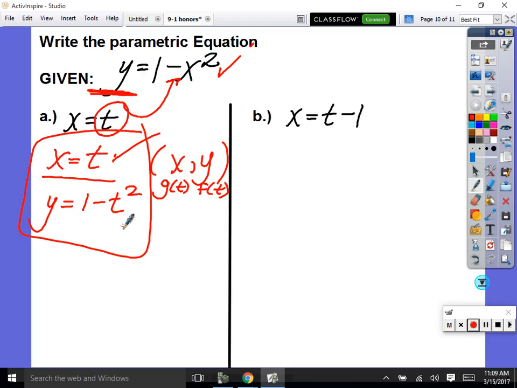Let's try another one. All right, now let's pretend like we're given y equals 1 minus x squared, and they want us to instead, because that's not parametric, right? Y equals the function is not parametric. So now they're saying write a parametric function if x equals t minus 1.